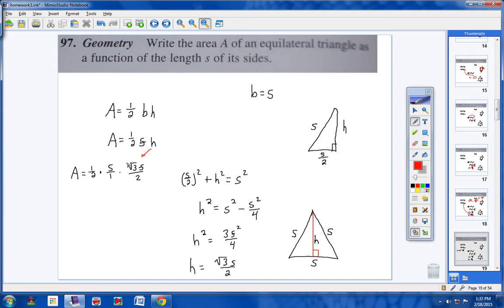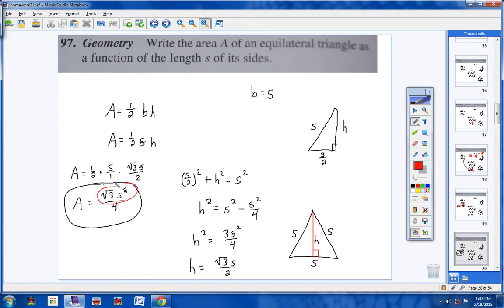Now, when I put this in, I noticed I had a fraction here and a fraction here, so I may as well make s a fraction too by putting s over 1. And now I can multiply top times top times top, bottom times bottom times bottom. 1 times s times the square root of 3s would be the square root of 3s squared. 2 times 1 times 2 is 4.